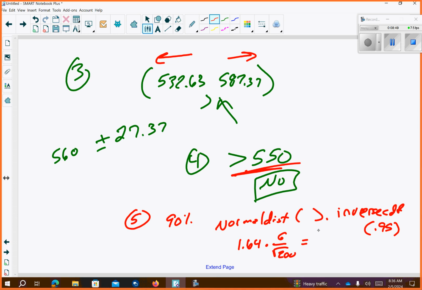So if we work that out, which is 1.64, and the standard deviation was 150 over the square root of 200. If I work that out, our confidence interval will work out to 542.55 to 577.45. Okay, so notice this was at a 99% confidence interval.